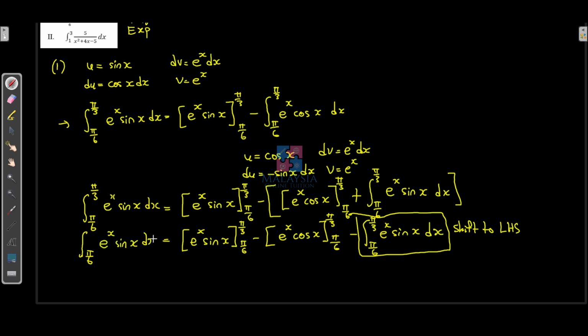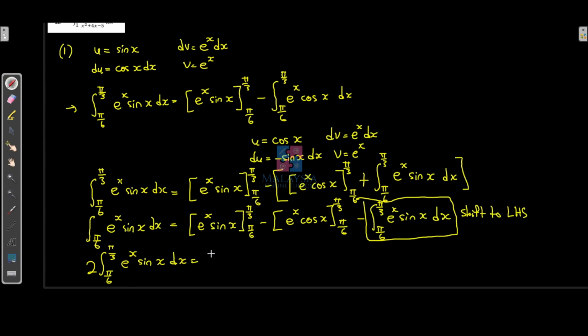Okay. So now we will write 2 integration pi over 6 until pi over 3 e^x sine x dx equals, okay, so now we can start substituting the limits. No problem. So e to the power of x. So we have e to the power of pi over 3 sine pi over 3 minus e to the power of pi over 6 sine pi over 6, okay, close bracket, minus e to the power of pi over 3 cos pi over 3, and then minus e to the power of pi over 6 cos pi over 6.